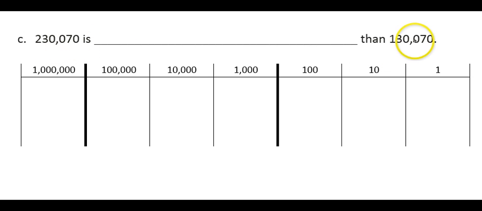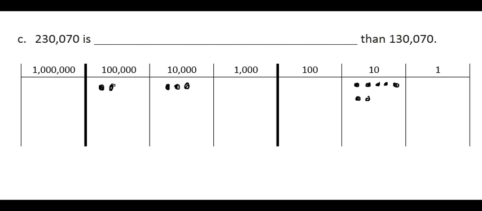The next problem is asking us to compare 230,070 to 130,070. To help with the comparison, I'm going to place the first number on the place value chart. So I have a 2 in my 100,000s place, 2 discs there, and I have 3 groups of 10,000, showing the 3. I don't have any thousands or hundreds. I do have 70, which is 7 groups of 10.